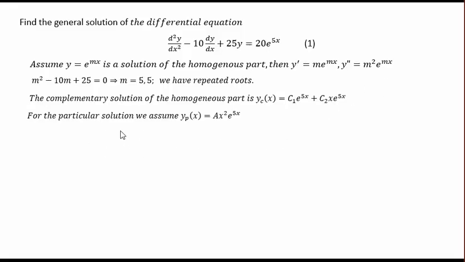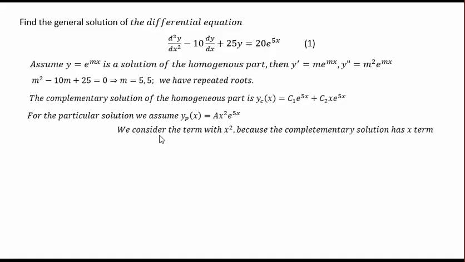Now for the particular solution, we assume that the particular solution is equal to a x squared e to the 5x. Here once again we've added the term x squared because the complementary solution has an x term, and so in order to distinguish it, we add x squared here.